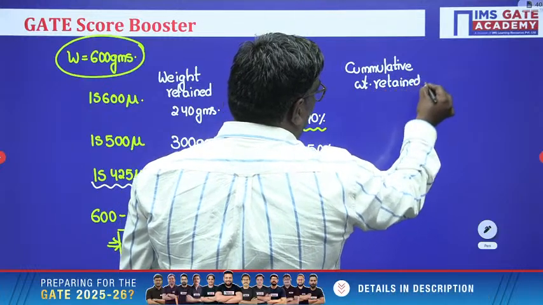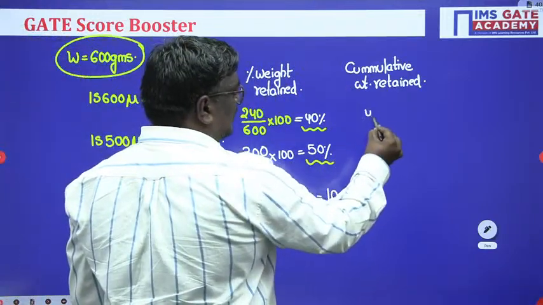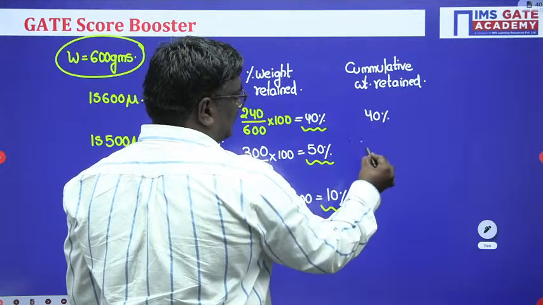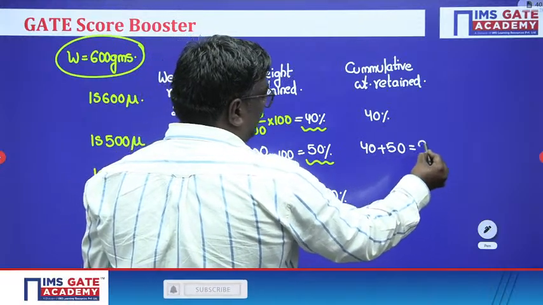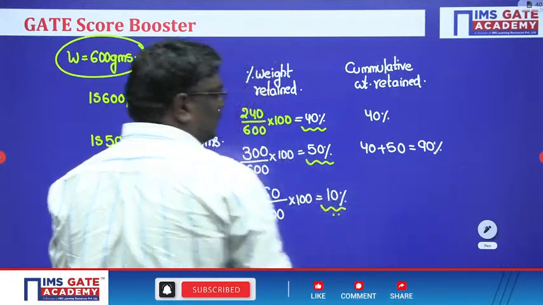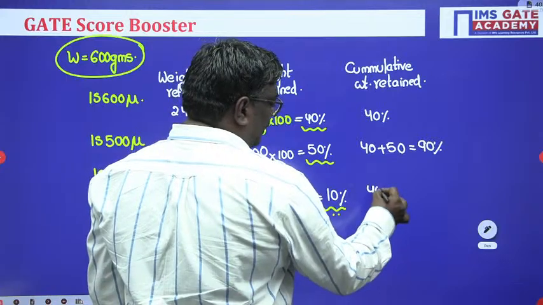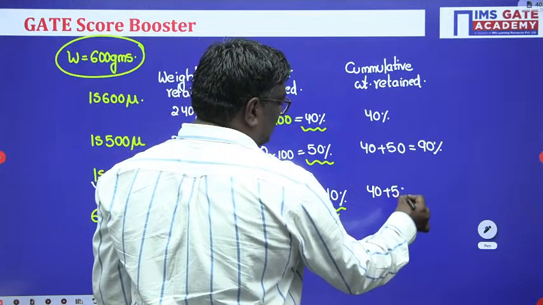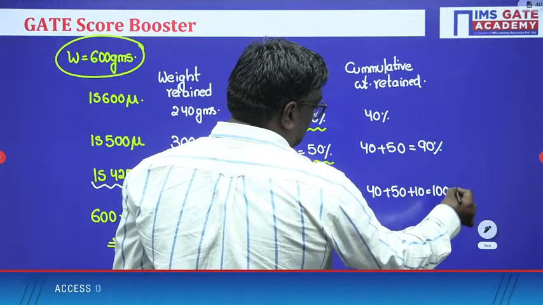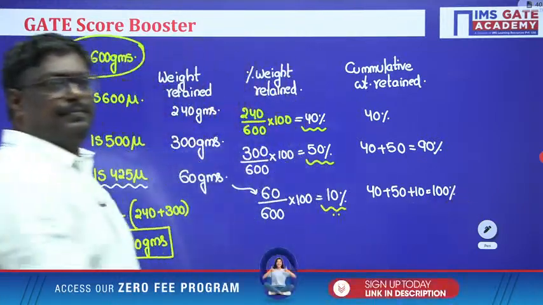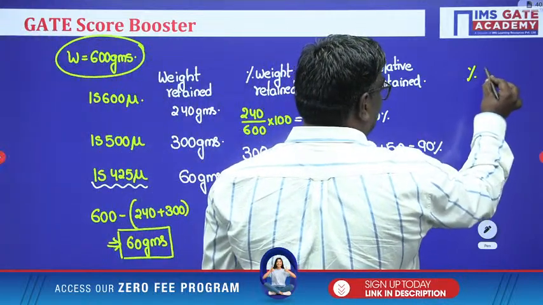Cumulative means you have to add individually. So it is 40 percent here. Here it is 40 plus 50, which is equal to 90 percent. And here it is 40 plus 50 plus 10, that is equal to 100 percent.